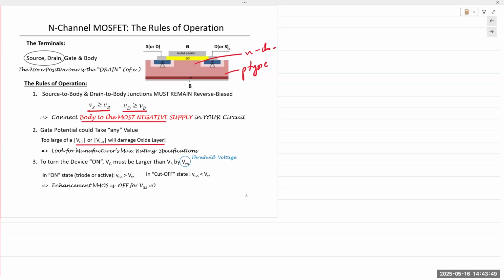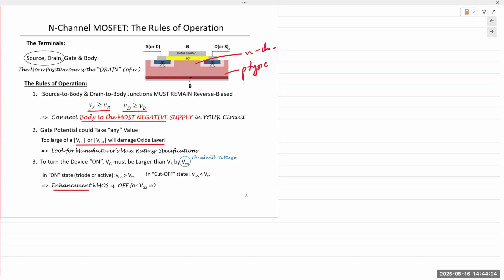All right. The device is off because there is no channel that exists between the drain and the source, right? We need to create a channel. So we need to apply a voltage to enhance the conductivity, to enhance and create a channel between the drain and the source. Hence, this is also known as an enhancement mode device.